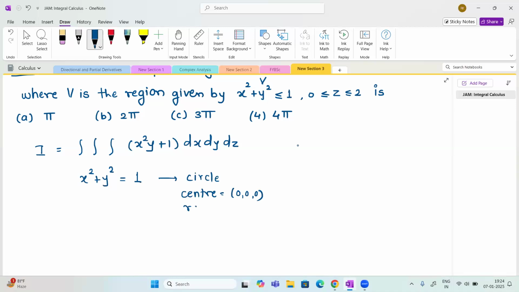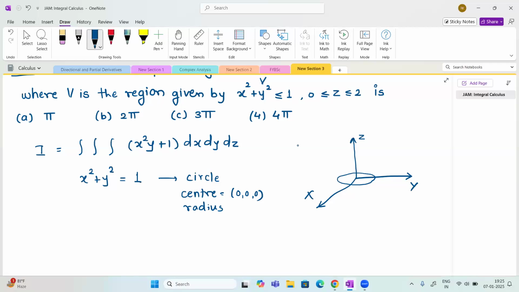Okay. So actually, for the triple integration, we are supposed to draw a 3D diagram. X-axis, y-axis, z-axis. So we have a circle in the xy plane with center 0, 0 and radius 1. So it will look like this. Am I right? Yes, sir.